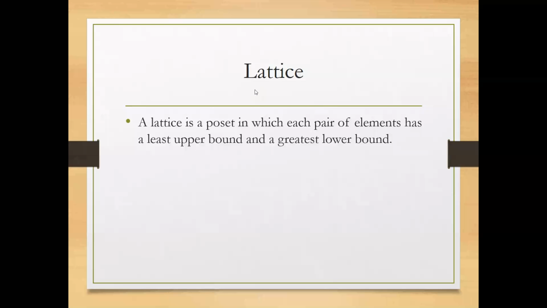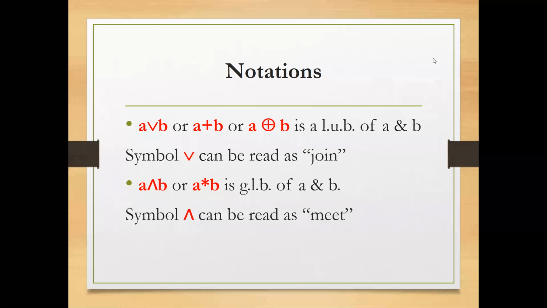So in the previous video lectures, we have also discussed the topic of lattices. So the definition of a lattice, I am repeating once again. A lattice is a poset in which each pair of elements has a least upper bound and a greatest lower bound. A partially ordered set in which for every two elements, the least upper bound exists and the greatest lower bound also exists.